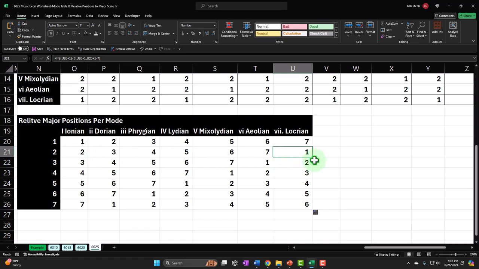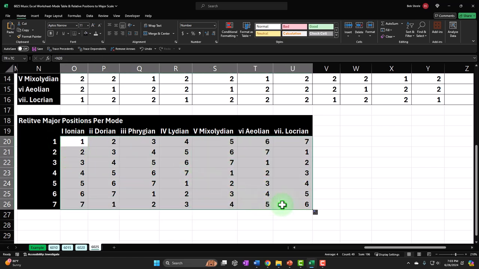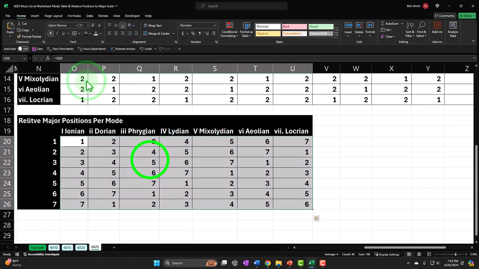Now, it's not likely that you're going to hear people saying, we're playing in Locrian today. But again, it's useful to see those relationships. All right, let's put some brackets around this. Font group and then brackets.